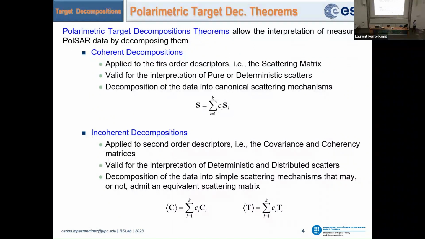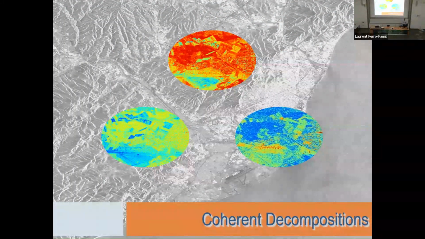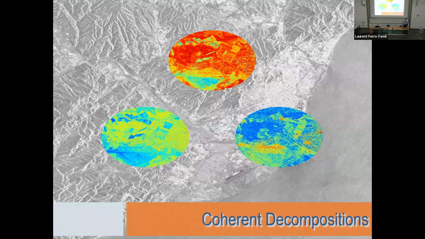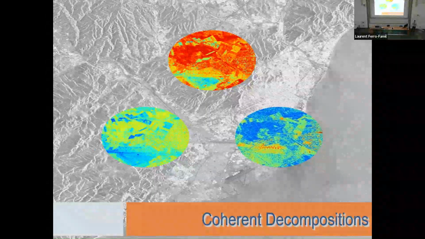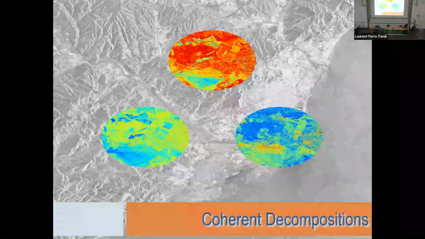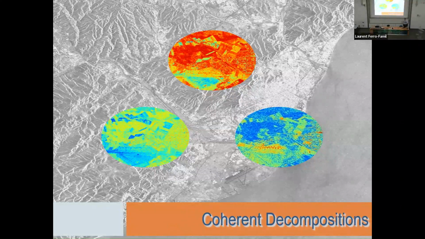Okay, let's go to different examples of these target decomposition theorems. First of all, I will focus on the coherent decomposition theorems. Those decompositions only apply to point targets. Okay, and this division is super important. And I remember 20 years ago, there were fights in the conferences for those for or against decompositions. Now it's quite established that coherent decompositions I normally use to describe point targets, and incoherent decompositions are used to describe distributed targets. Okay, it took some years to arrive at this conclusion.